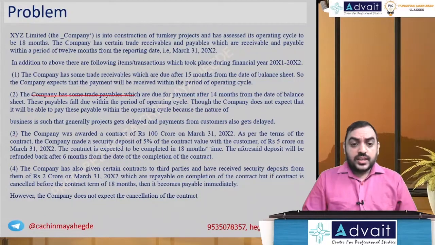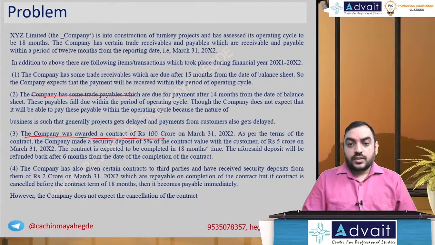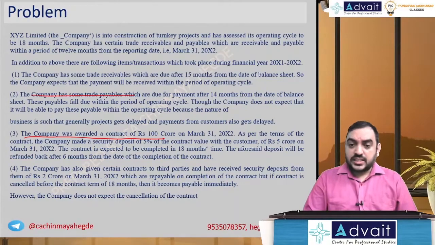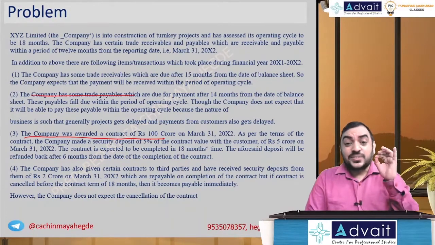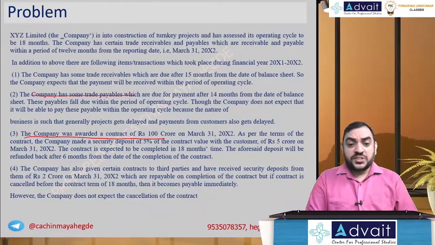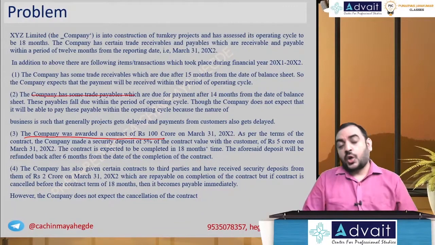Then the third part of the question: the company awarded a contract of rupees 100 crores on 31st March 2002, the balance sheet date. As per the terms of the contract, the company made a security deposit of 5% of the contract value. To get the tender, you need to put some deposit with the customer of 5 crore on 31st March 2002. The contract is expected to be completed within 18 months time. Of course, the deposit will be refunded after 6 months from the date of completion of the contract.